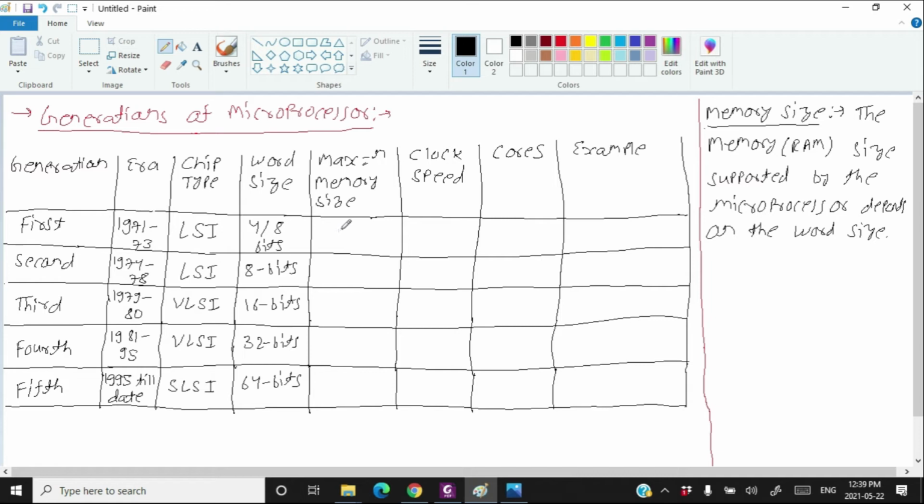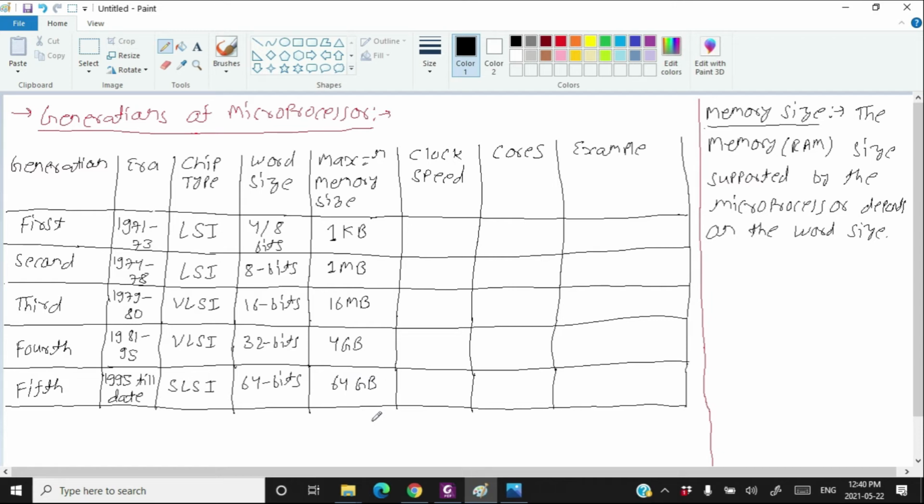Okay, so the first generation supported 1 KB of memory, just 1 KB. The second generation supported 1 MB of memory. The third generation supported 16 MB of memory. The fourth generation supported 4 GB of memory, and the fifth generation nowadays supports almost 64 GB of memory.